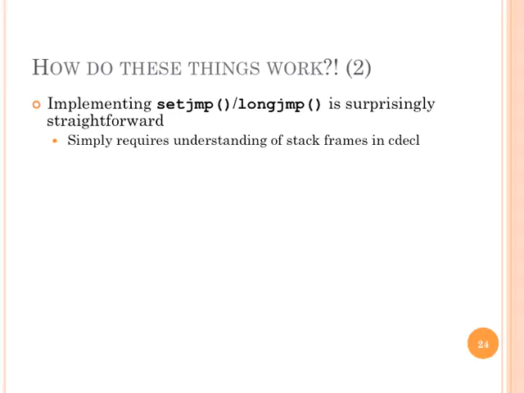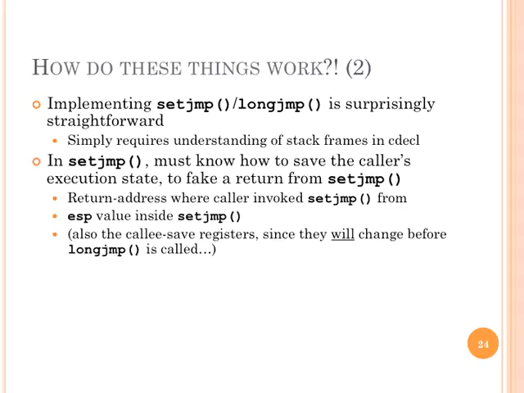Yours will definitely be much more on the smaller end of the scale because it turned out to be very straightforward. Like I said, you really just need to understand cdecl pretty well. In setjmp, you just need to know how to save the caller's execution state. Where did the caller call you from? Remember, when I call, the return address gets pushed onto the stack. So when I come into the function, ESP is pointing to the return address. I can just squirrel that away somewhere.